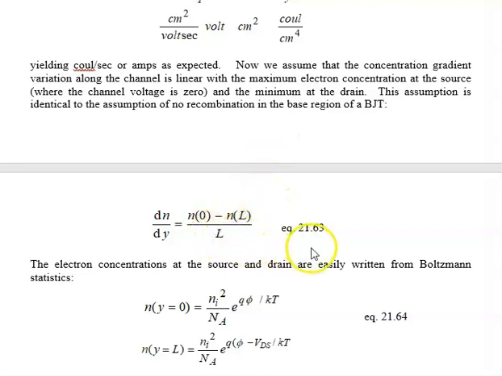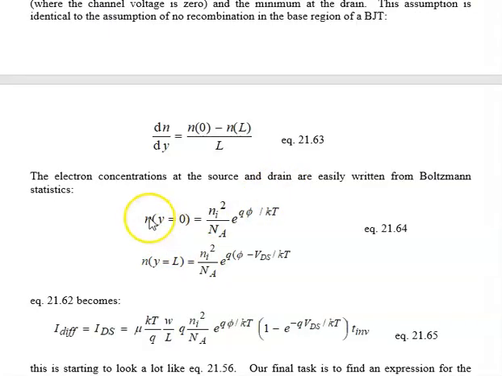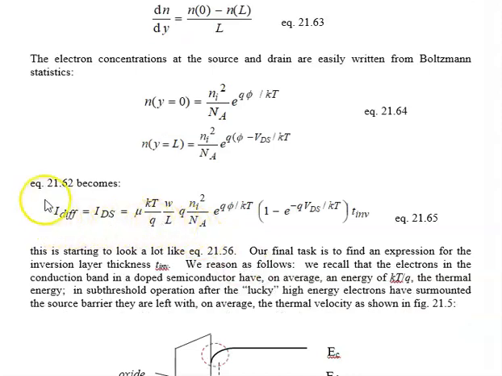So we put in 2163 into 2162. We have the two values at the source and at the drain. The only difference is that at the drain we have VDS for the channel. So now equation 2162 becomes what we have here, 2165. And so 2165 is beginning to look a lot like 2156. You can scroll back to take a look at the differences.